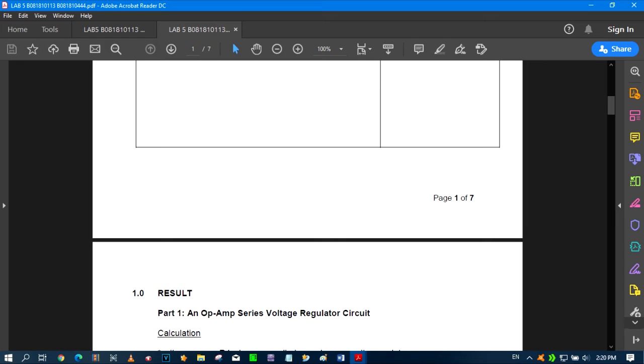In this lab, we are required to study the characteristics of the op-amp voltage regulator, the full wave rectifier circuit, and the impact of the capacitor filter on the ripple voltage, and also the voltage regulator IC.